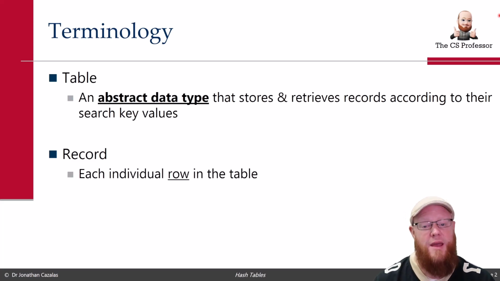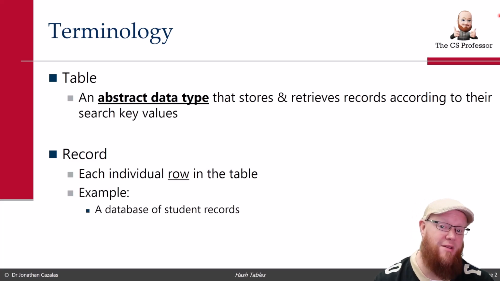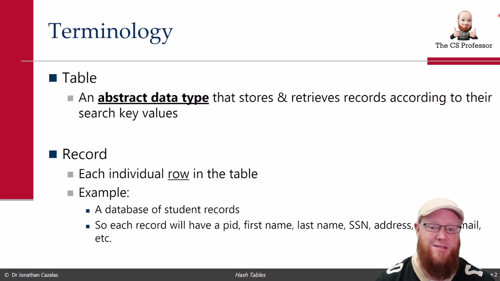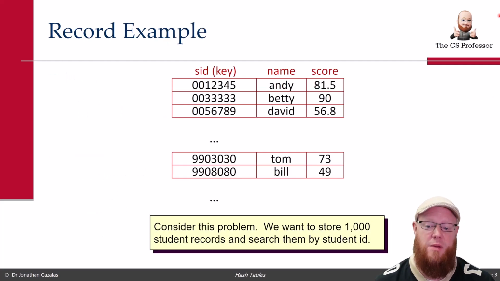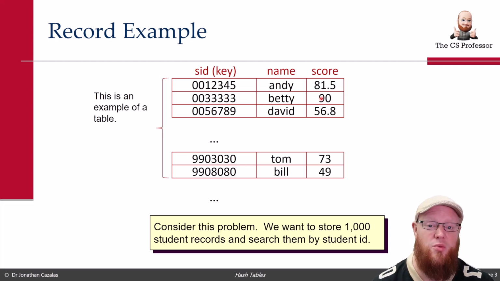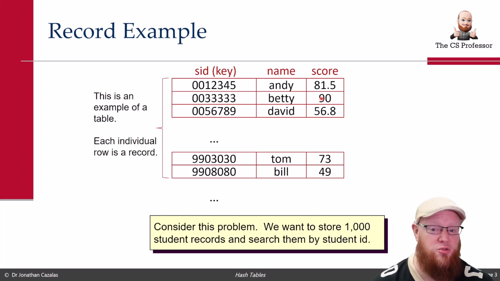What is a record? A record is going to be an individual row in that table. So if we have a database of student records, each record in that database, in that table, will contain all of the information for a particular student. So here's a sample table. We have all of these records in this table. We have Betty here with ID 0033333. And apparently this table was storing some scores, and Betty scored a 90. Pretty straightforward example of this abstract data type.